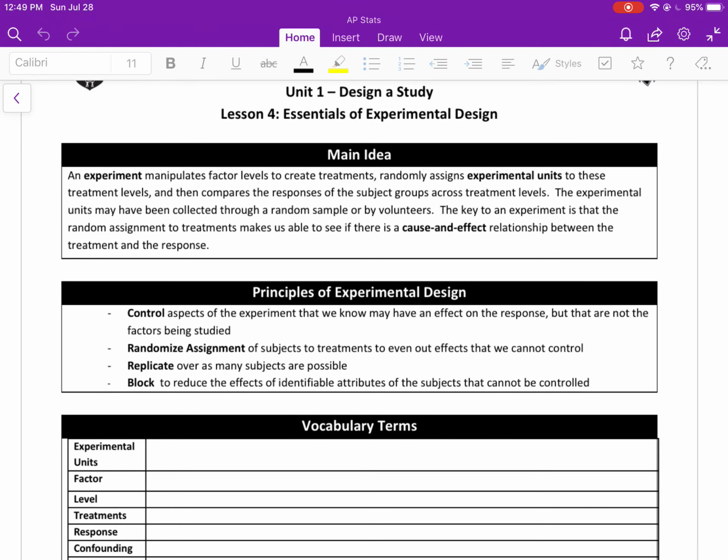Welcome back, everyone. Today we're going to go ahead and get started on lesson 4 of unit 1. So lesson 4 is essentials of experimental design. We're going to get into more different ways that we can design an experiment such that we eliminate as many factors that are affecting the experiment as possible.